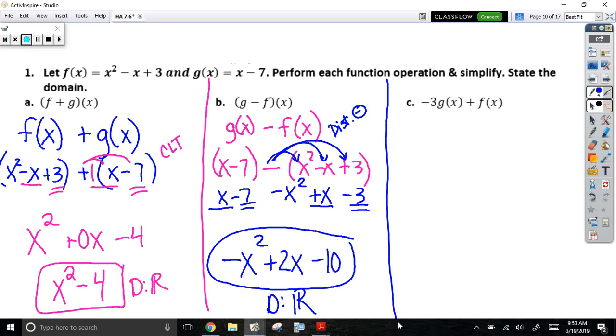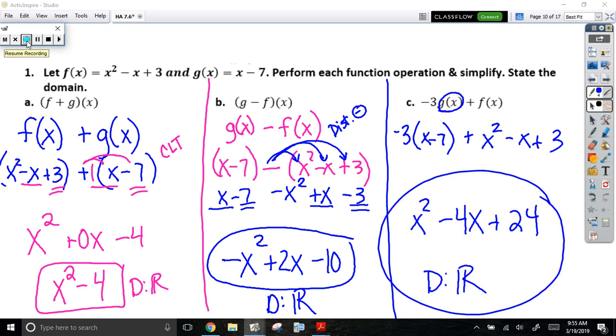Now example C has multiple things going on. It has negative 3 times g of x plus f of x. So we're going to take our negative 3 and multiply it by g of x, which was x minus 7. Make sure you use parentheses. And then we're going to add to that f of x. I'd like you guys to simplify the following and state your domain. Perfect.